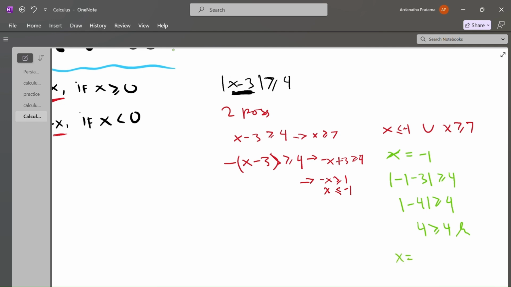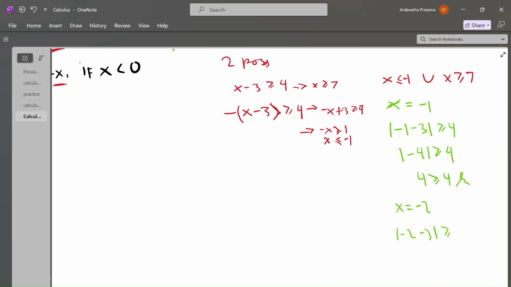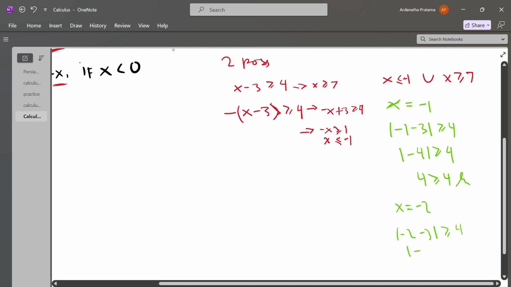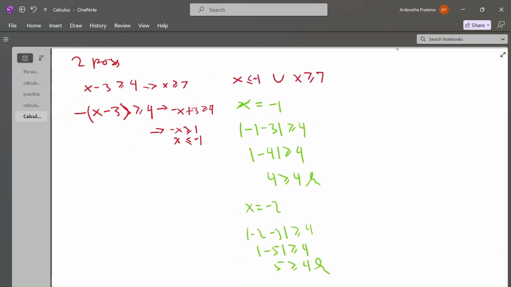And now let's try another value, x equals minus 2, let's say. So we have the absolute value of minus 2 minus 3 is greater than or equal to 4. So minus 2 minus 3 is minus 5. So the absolute value of minus 5 is 5. This is absolutely greater than 4. And now x less than or equal to minus 1 is satisfied.